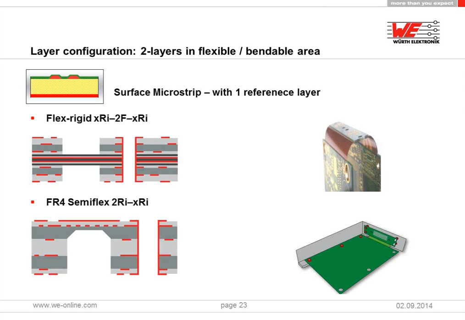If there are even more copper layers in the bending area or in this flexible area, we can also use a stripline model, now with two reference layers. The example shows a stack-up of 8 layers, 6 layers of them in the flexible area. On the right side you can see a cross-sectional picture showing this construction.